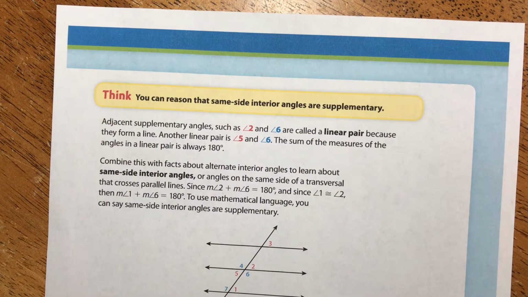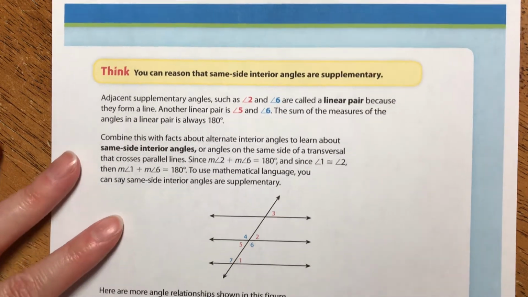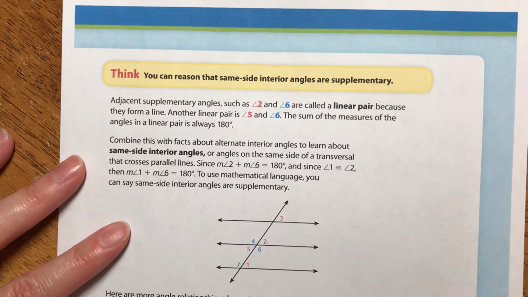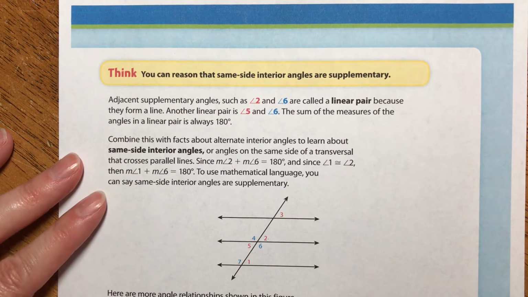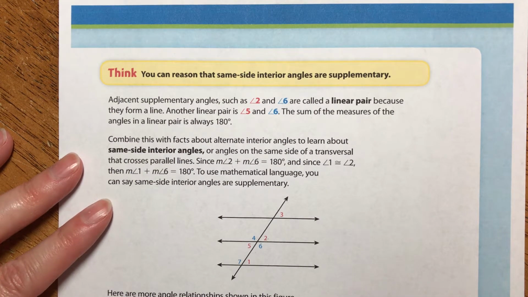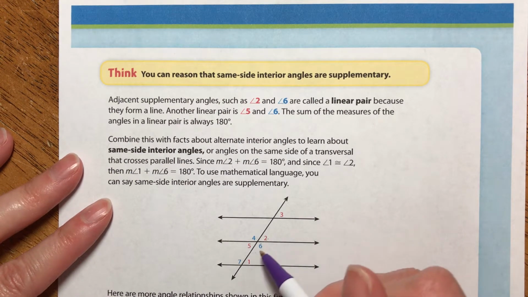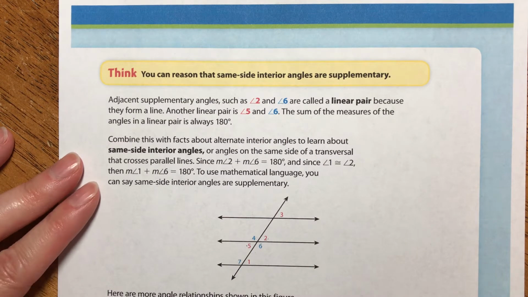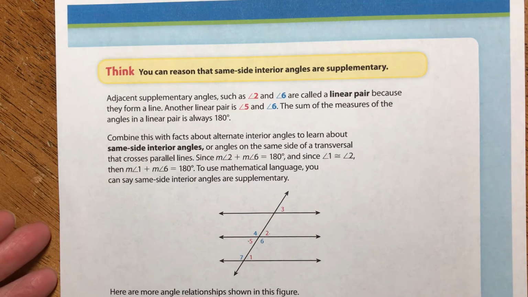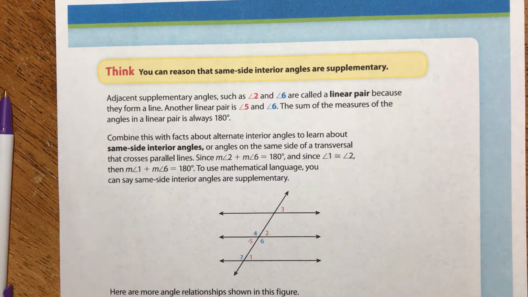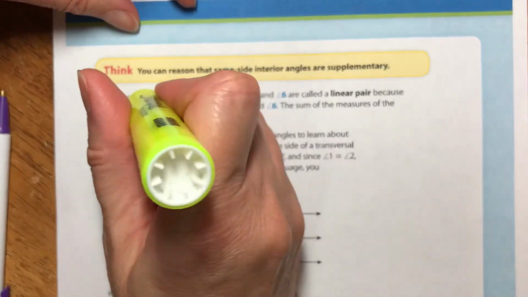Adjacent supplementary angles, such as angle 2 and angle 6, are called linear pairs because they form a line. Another linear pair is angle 5 and 6. The sum of the measures of angles in a linear pair is always 180. Okay, so there were a couple of things. So supplementary angles.